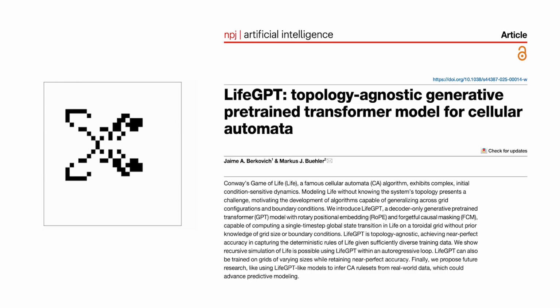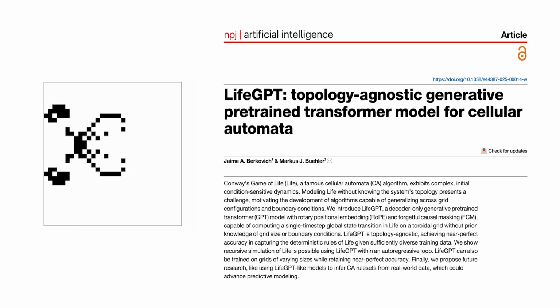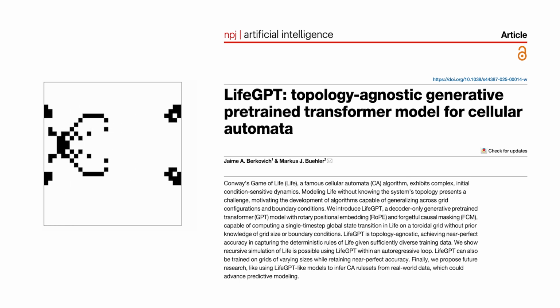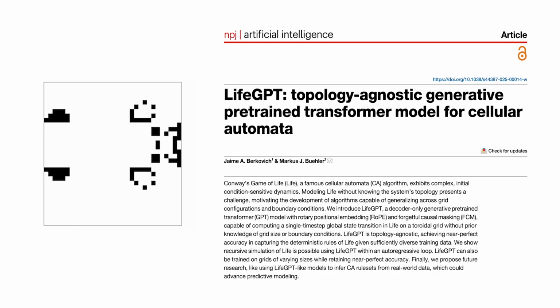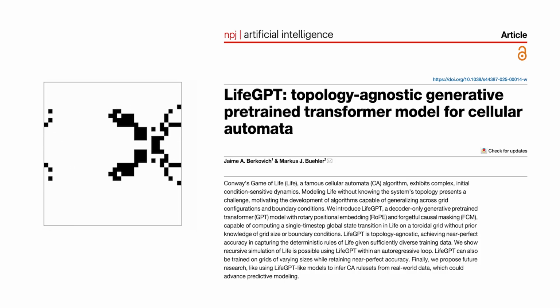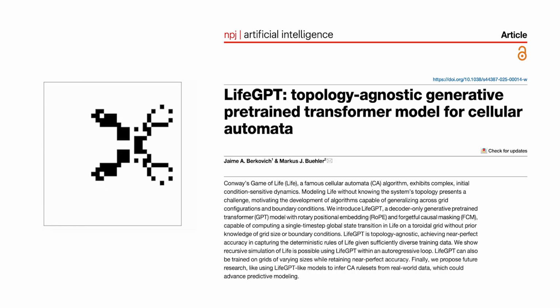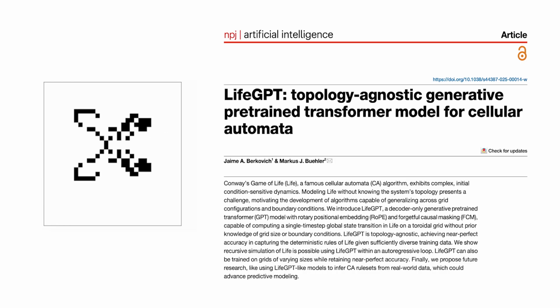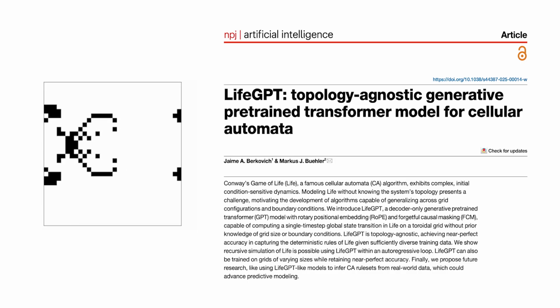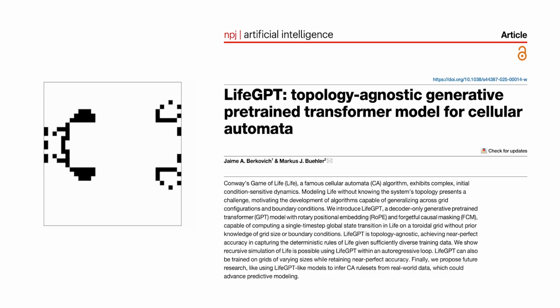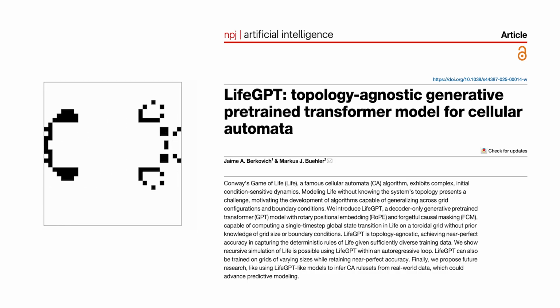Let's talk about the claim that this model is topology-agnostic. The training examples included toroidal grids, those wraparound boards. The model wasn't explicitly told, hey, this is a donut, so edges connect. Instead, it inferred the behavior from patterns. If a cluster near the right border interacts with one near the left on the next step, the model sees that correlation and internalizes it.